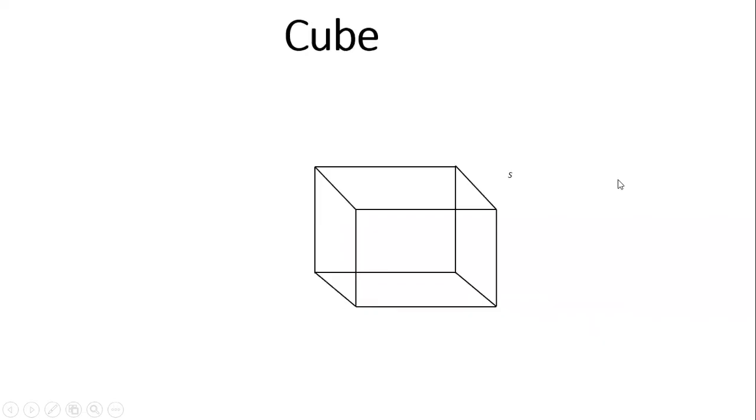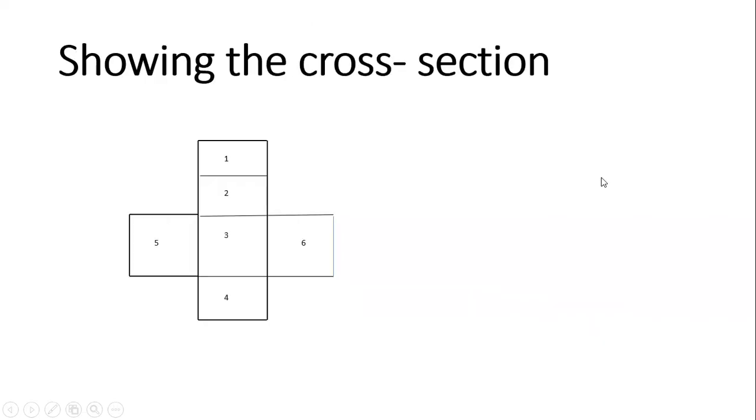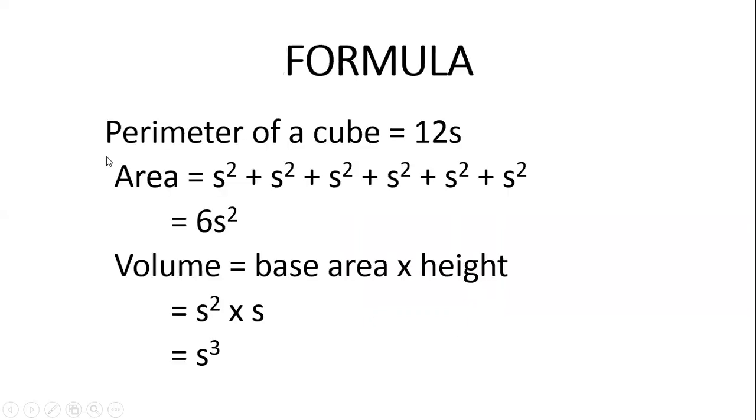And I said earlier from the cross section, you can have this first square, which is x times x, x squared, second square, x times x, x squared, third square, x squared, fourth square, x squared, fifth square, x squared, sixth square, x squared. So we have the area of a cube to be the first square area, the second, the third, the fourth, the fifth, and the sixth. So that will give us 6x squared.